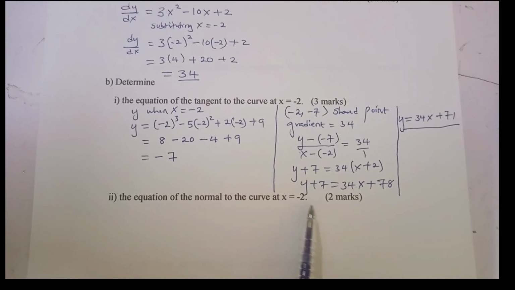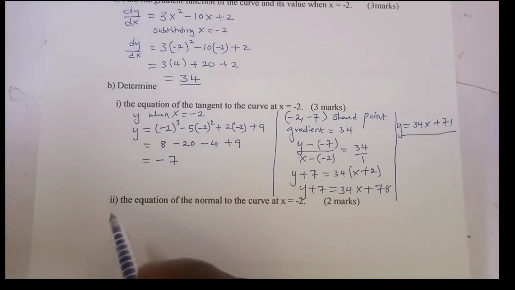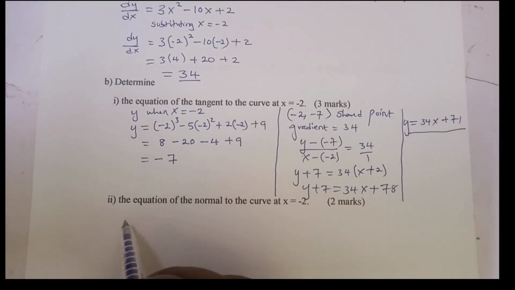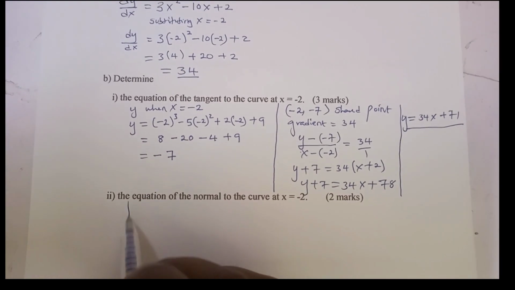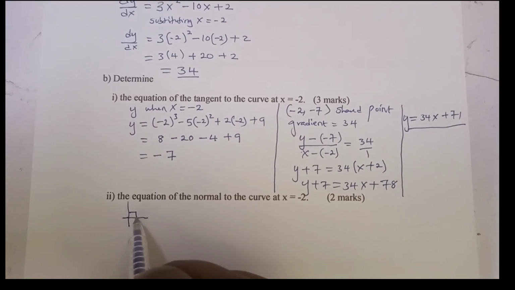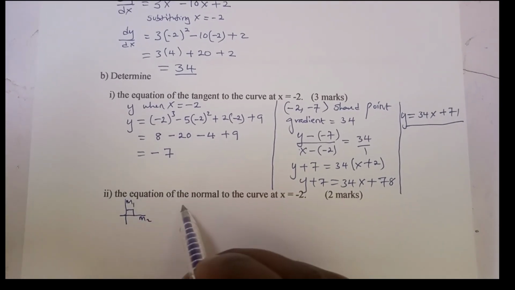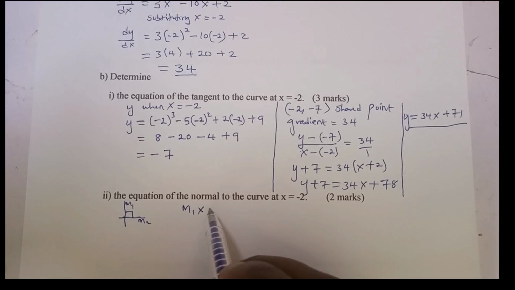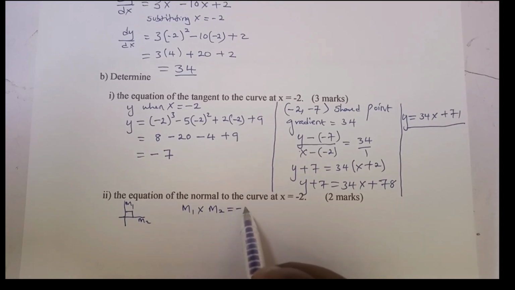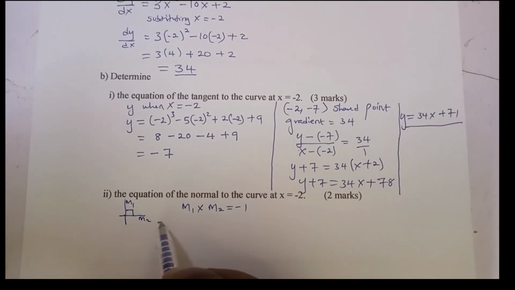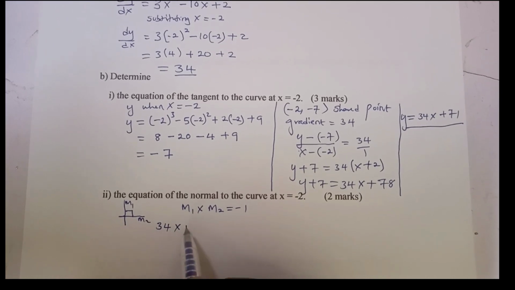Now find the equation of the normal to the curve at x equals -2. So the normal, or the product of the gradient of the tangent and the normal, should give you -1. These are concepts from Form 1 and Form 2, gradient or equation of a line.